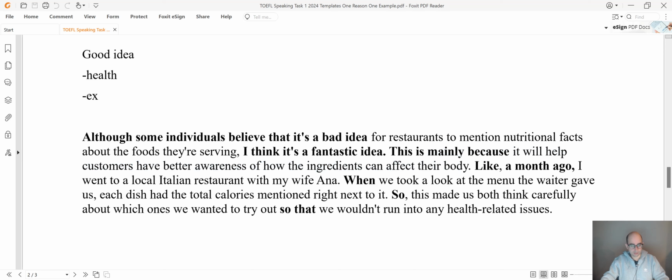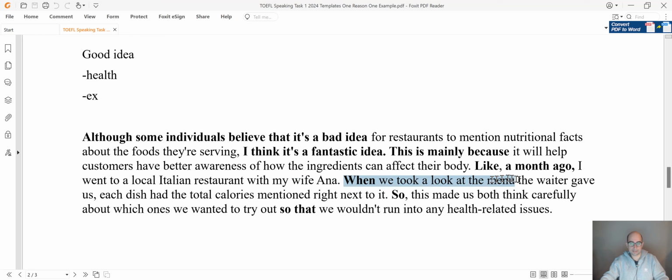Like a month ago, I went to a local Italian restaurant with my wife, Anna. Okay, so here I'm introducing my example. I haven't gone into all the details yet because I need more sentences for that, but you want to think about maybe using a time phrase to set the setting, right? And yeah, think about the places, right? All right, and characters involved there.